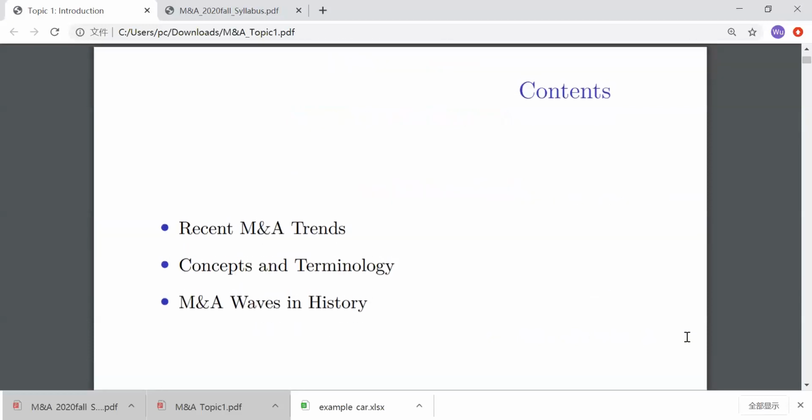So in this introduction, we're gonna talk about three things. We're gonna talk about the recent M&A trends. So in 2019, of course, we cannot talk about trends in 2020.